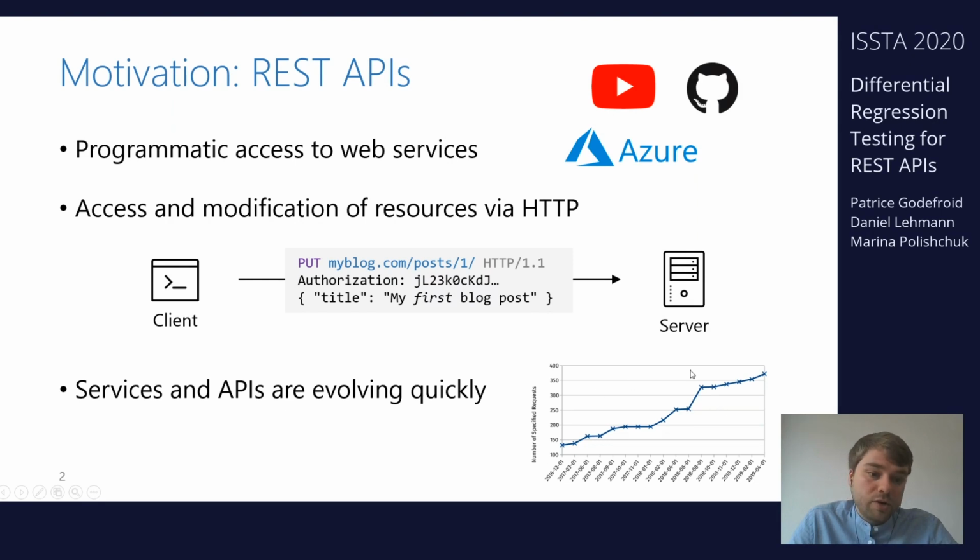Here in the lower right corner you see an Azure API, and over the course of 3 years the number of unique endpoints in this API has increased a lot. During this evolution and growth, it is very important to ensure that there are no regressions for existing clients. In the past, regressions in cloud services have caused very severe outages, so it's important to prevent them.